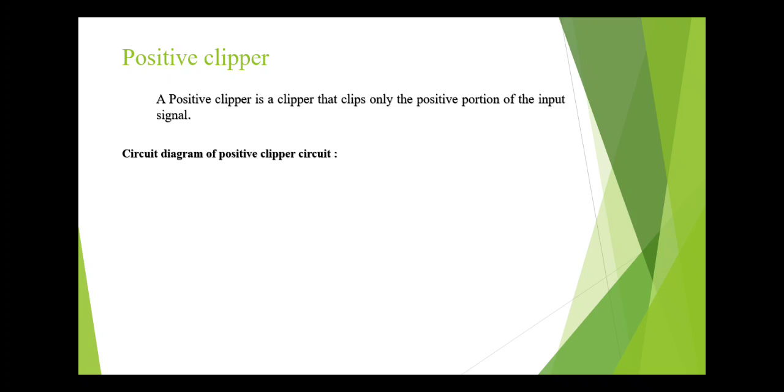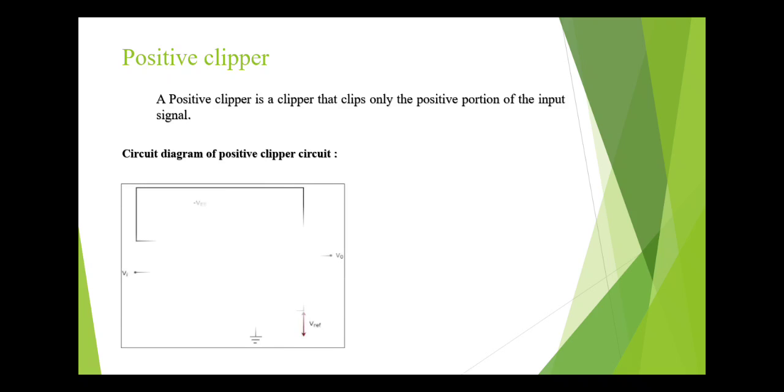Circuit diagram of positive clipper circuit. This is the circuit diagram for positive clipper circuit. In this circuit, a sinusoidal voltage signal Vi is applied to the non-inverting terminal of the operational amplifier. The value of reference voltage Vref can be chosen by varying the resistor R2.